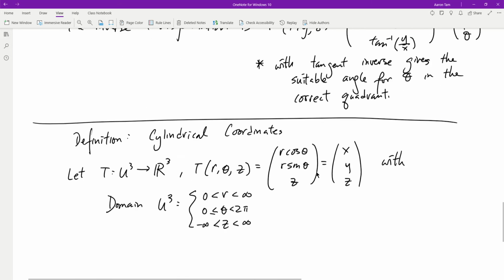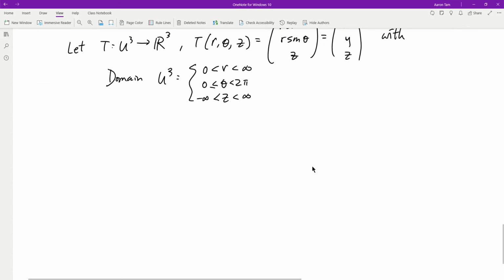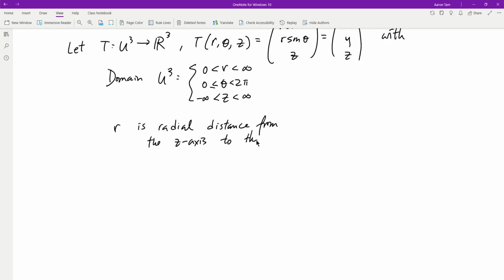Okay, so I'm going to describe each of these variables. Pretty simple. r is actually slightly different. It is the radial distance from the z-axis to the position. This one is actually very different because it's not from the origin to the position, but from the z-axis. So what does that mean?